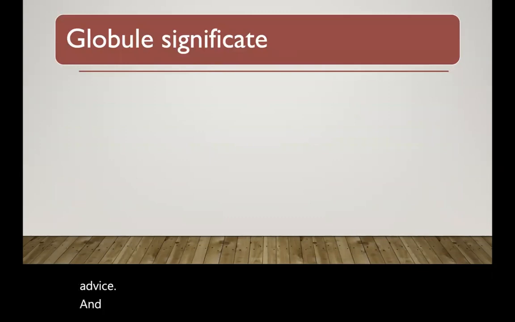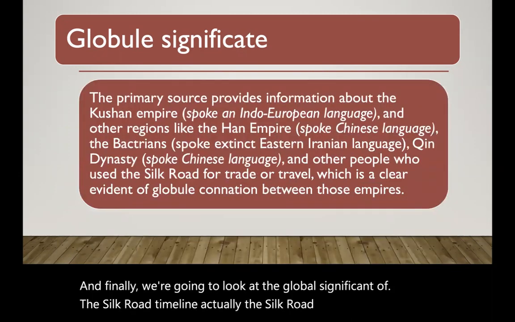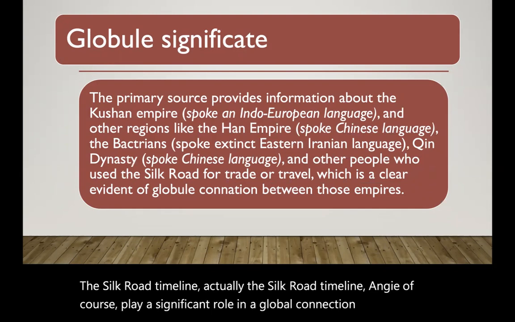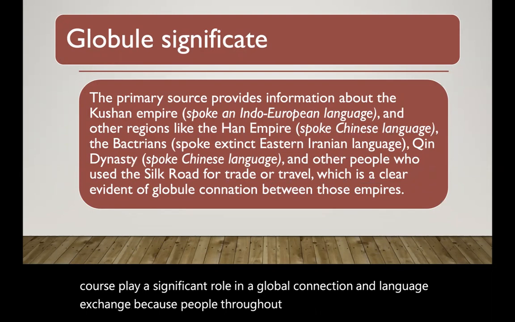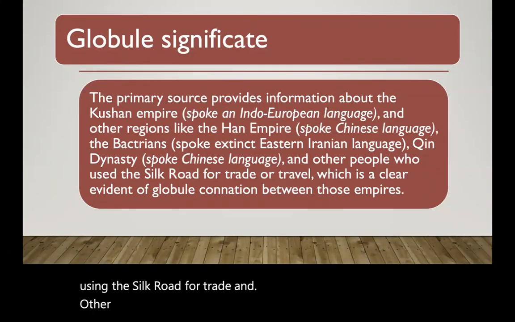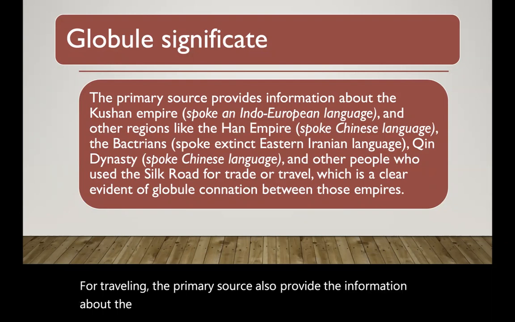And finally, we're going to look at the global significance of the Silk Road timeline entry. The Silk Road timeline entry plays a significant role in global connection and language exchange because people throughout the ancient continent were using the Silk Road for trade and other purposes of traveling.